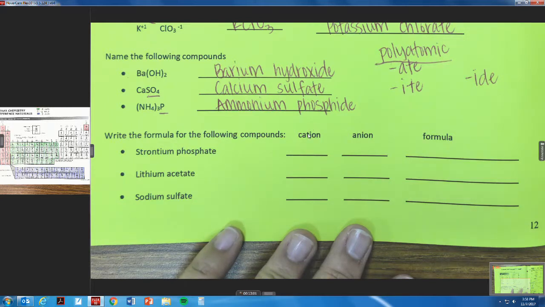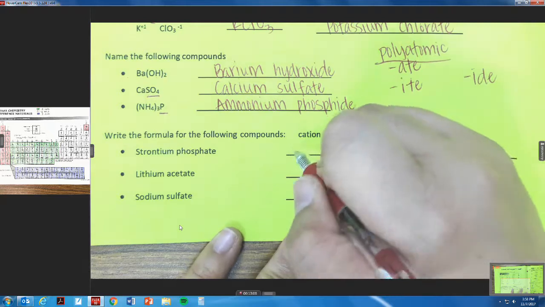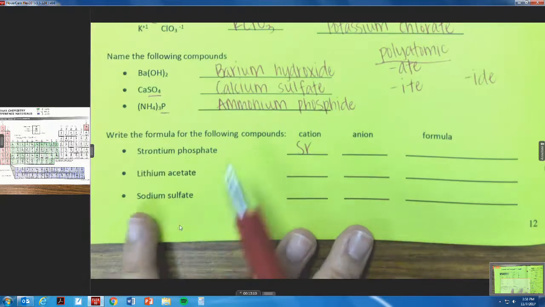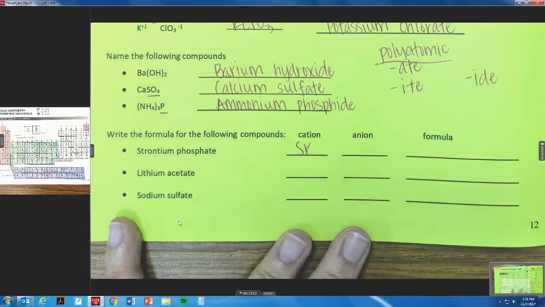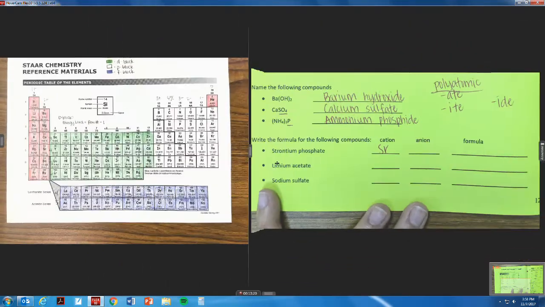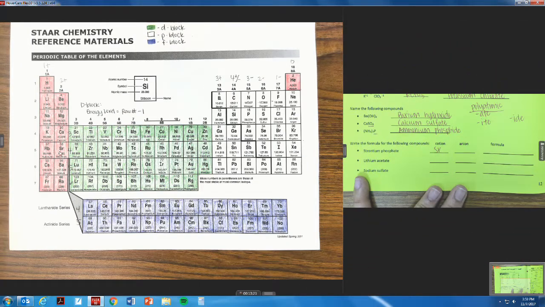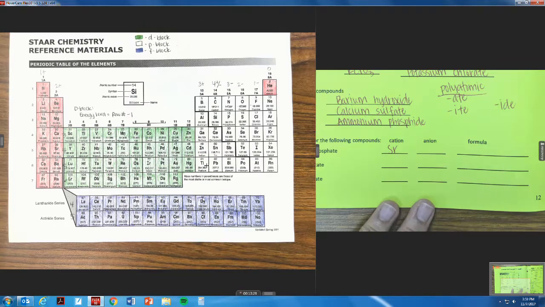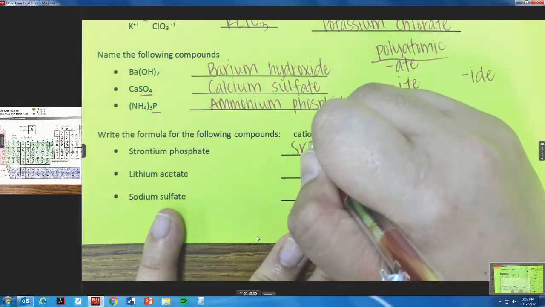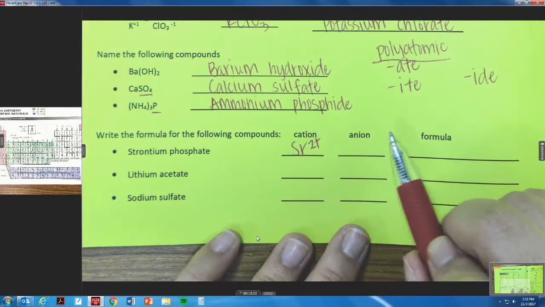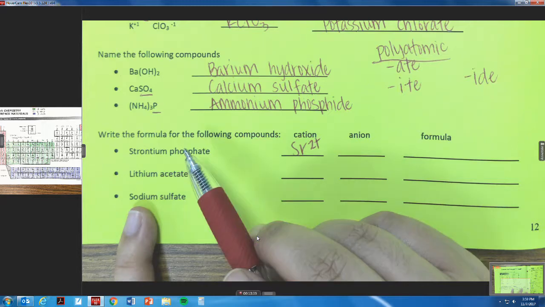So remember, your cations are always your metals, and they are always first. So your cation is strontium, so Sr. On our periodic table, let's take a look. Where's strontium? Strontium is right here, so it has a charge of +2. Okay, so Sr, +2.